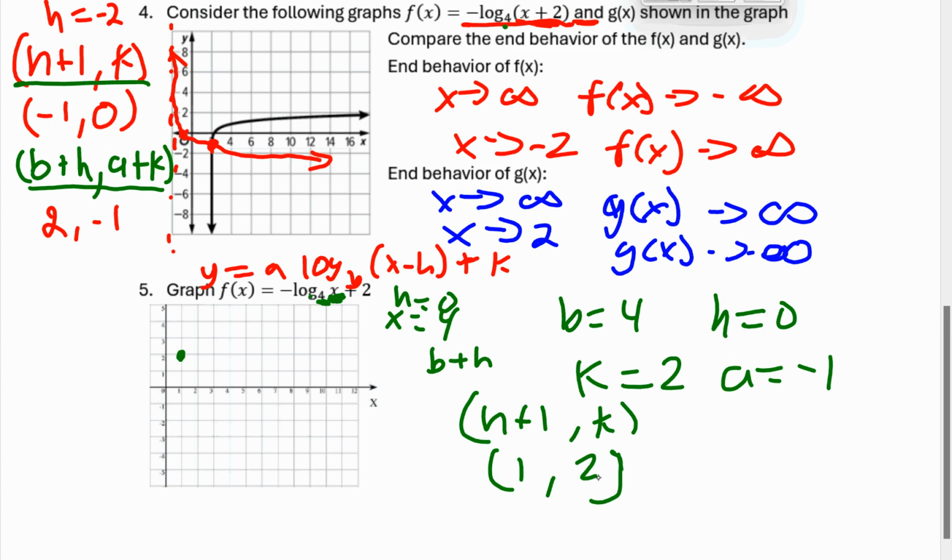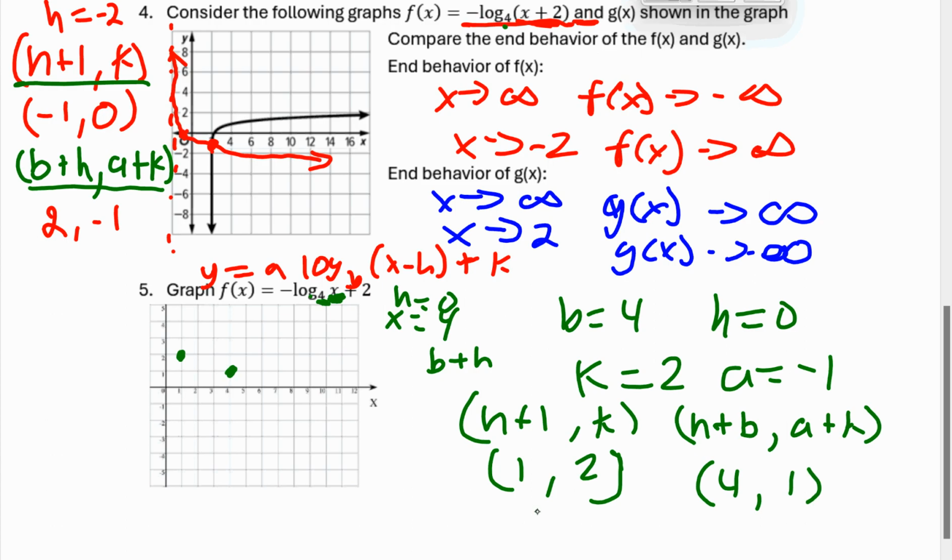And then I can graph my second point, which is h plus b, comma a plus k. So my h is 0, and my b is 4, so that'd be 4. And then I get out a plus k, so -1 plus 2 is 1, so 4, 1 over 4, 1.